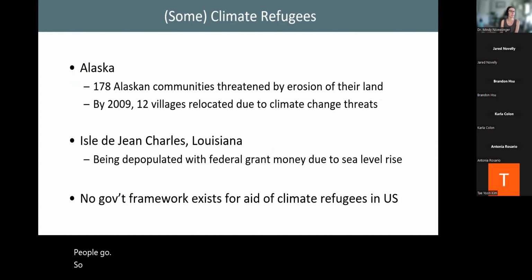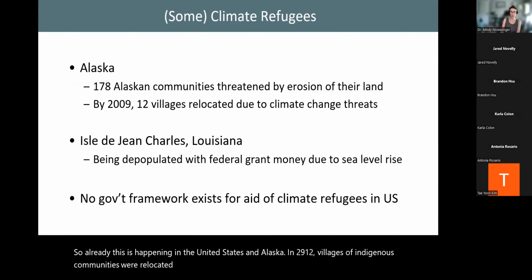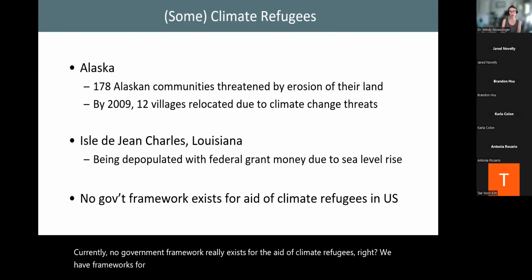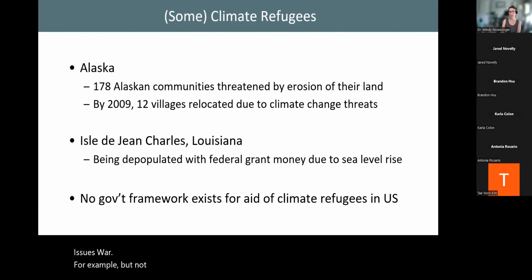So already this is happening in the United States. In Alaska in 2009, 12 villages of indigenous communities were relocated because of coastal erosion and issues along those lines. In Louisiana, a native population is being depopulated, that region is being depopulated. They're moving this whole group of people because the sea level is rising and they can no longer access their homes. Currently, no government framework really exists for the aid of climate refugees. Right? We have frameworks for refugees for other issues, war, for example, but not for changes in climate.